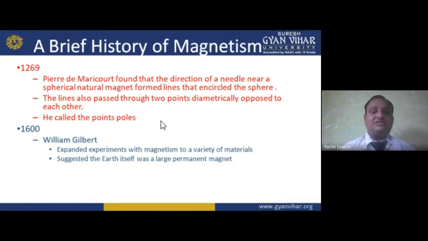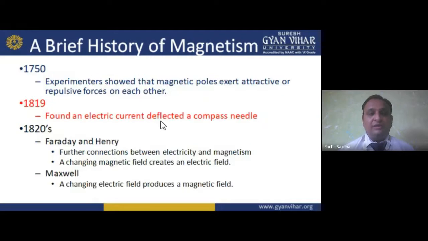He suggested the Earth itself was a large permanent magnet. So through William Gilbert in 1600, we came to know that the Earth is also a very large permanent magnet. Means it has poles, a North Pole and a South Pole. That is why we have North, South, East, West directions, and poles are also there. By William Gilbert in 1600, we came to know this thing. So I hope you understand now.